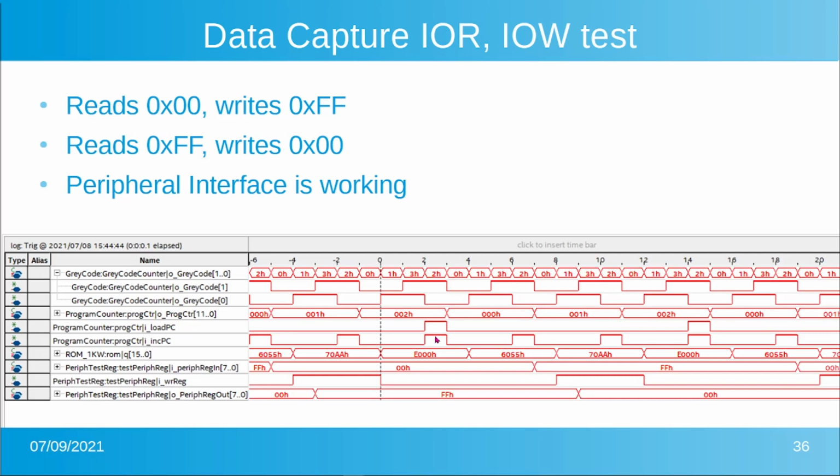We still see the load and the increment work like it should, and we're actually seeing the peripheral write strobes going here. And if we look at the data in and the data out from the peripheral, we can see it doing what we would expect it to do as well. So it's working. We're writing something, we're reading it back as the complement.